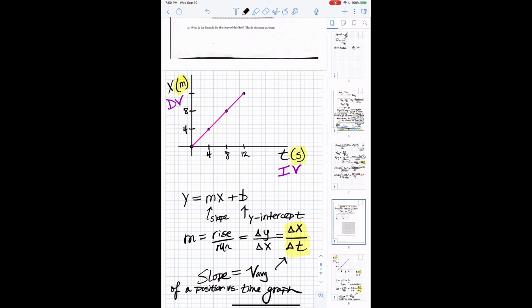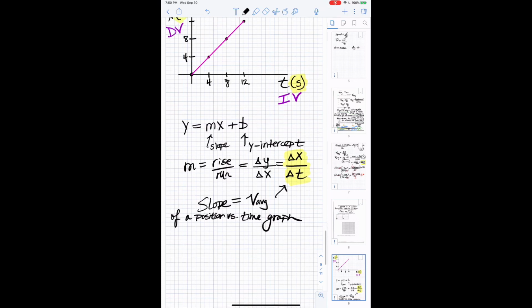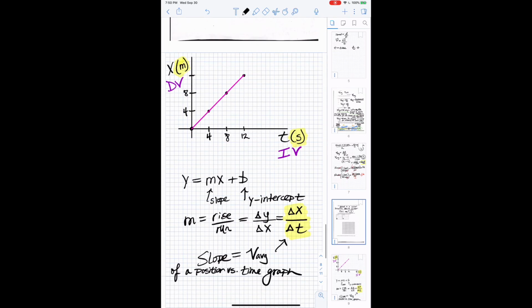All right, so now we have a way to quantify or calculate average velocity, and we have a way to graphically show the average velocity of an object by making something called a position versus time graph. That's pretty awesome. Two ways to see or understand average velocity. All right, so we'll call it there. Next time we'll talk about instantaneous velocity and how the two are different. Okay, that's it.